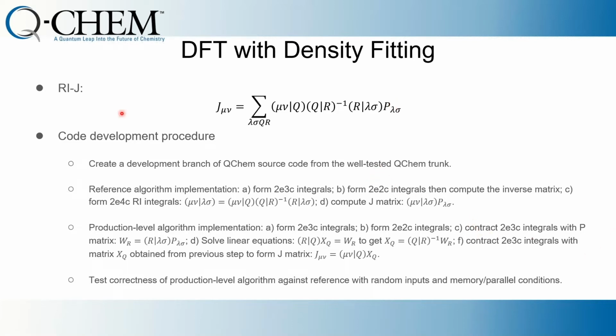Then I start coding my production level RI-J using these steps. As a reminder, the difference between my new algorithm and the existing QChem ones is that the QR inverse matrix is no longer formed, and this solving linear equation step will be used instead. So the production level algorithm will be tested using the reference implementation with random input density matrices, for example, and also different given amounts of memory, given numbers of CPU cores, etc., to test correctness.